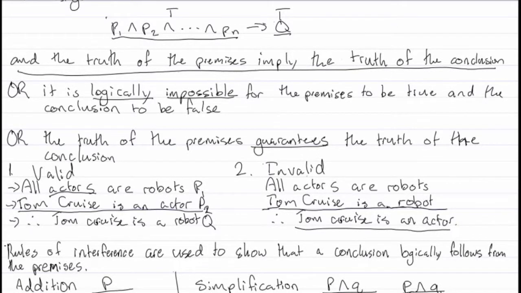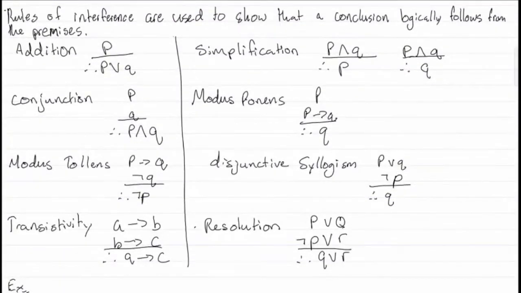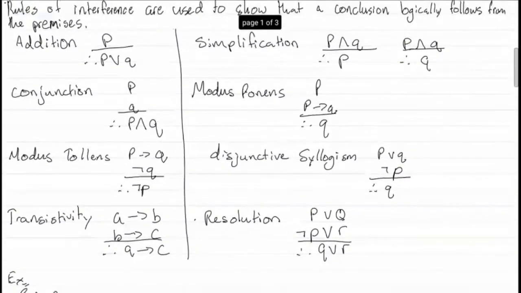Alright, so now let's take a look at the rules of inference. So what are the rules of inference? They're basically just a set of valid arguments. All of these little arguments here are valid, okay? And they're used to show that a conclusion logically follows the premises.